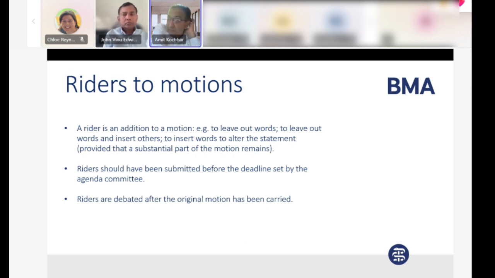Again, the rider should be submitted before the deadline, only because the chair can then prepare how much time each motion is going to take so that we don't lose time. The rider is debated, and this is different from the amendment: the rider is debated after the original motion is carried. Next slide.